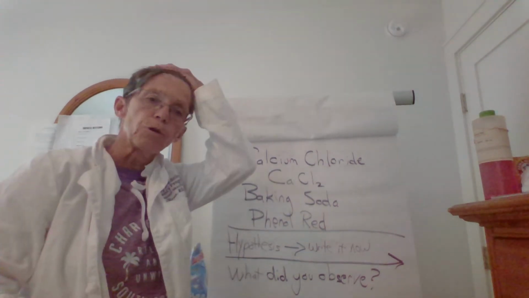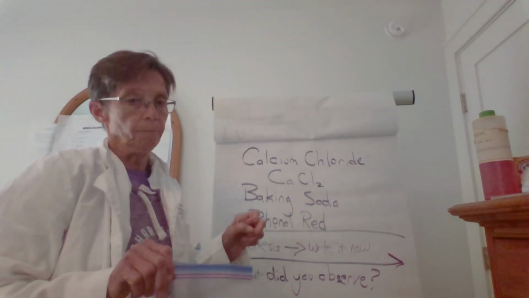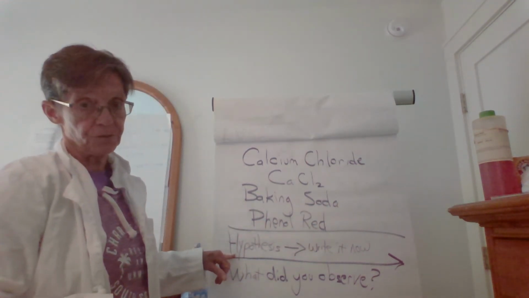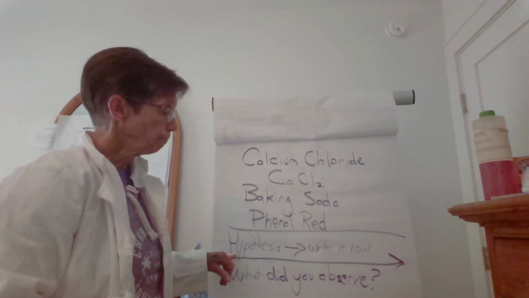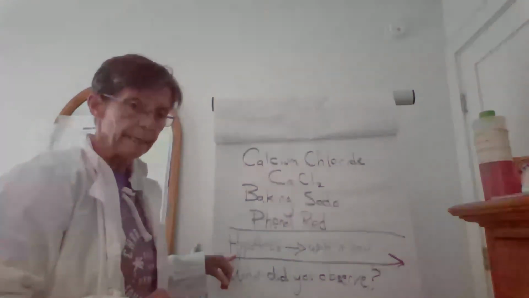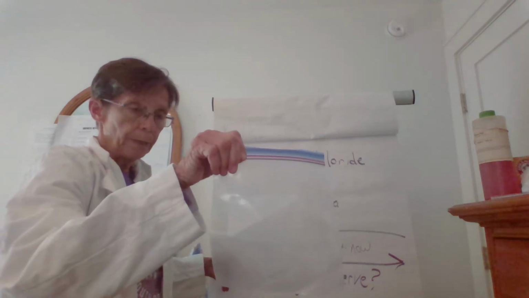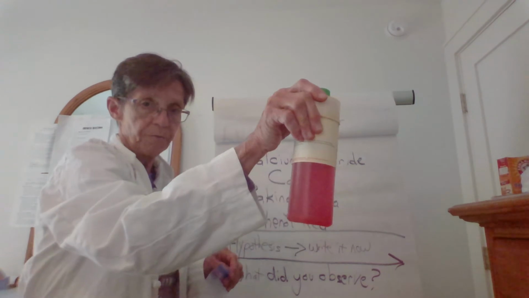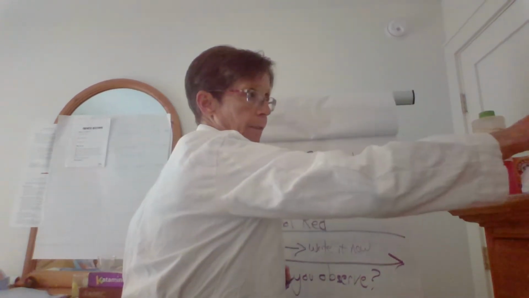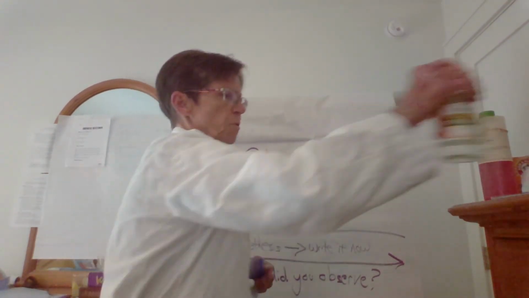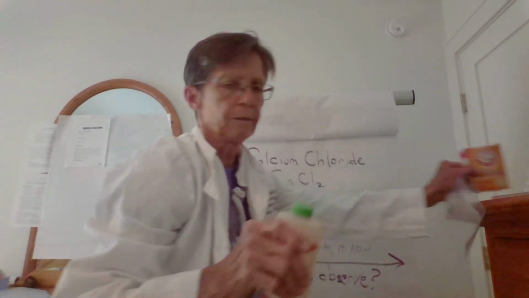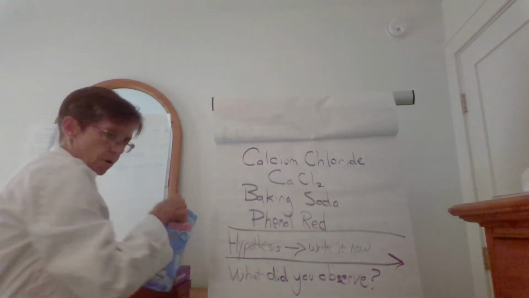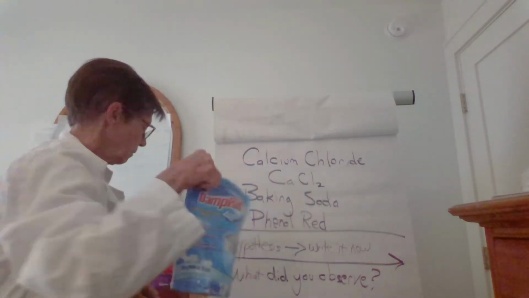I need to make sure that you have written on your piece of paper a big H, and that stands for the hypothesis, okay? And here's what's going to happen. I'm going to use a Ziploc bag, and in that Ziploc bag, I'm going to put these ingredients, a little bit of each. Some Phenol Red, some of our baking soda, and then some of our calcium chloride.